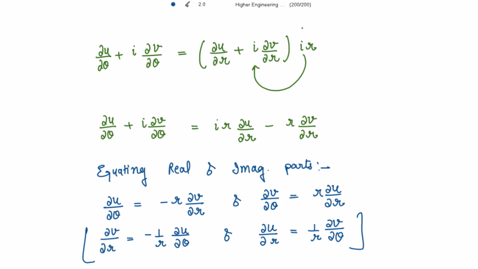Whatever way you want to learn, you may learn these two equations or these two equations, that is one and the same thing. Whatever way you like, you may learn from that. So these are the polar form of Cauchy Riemann equations or CR equations.